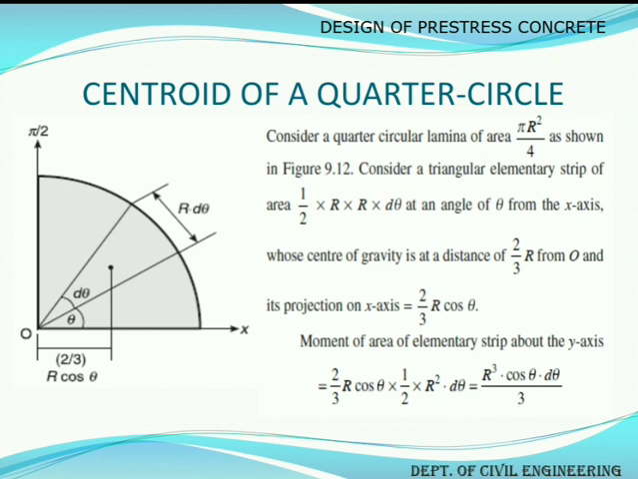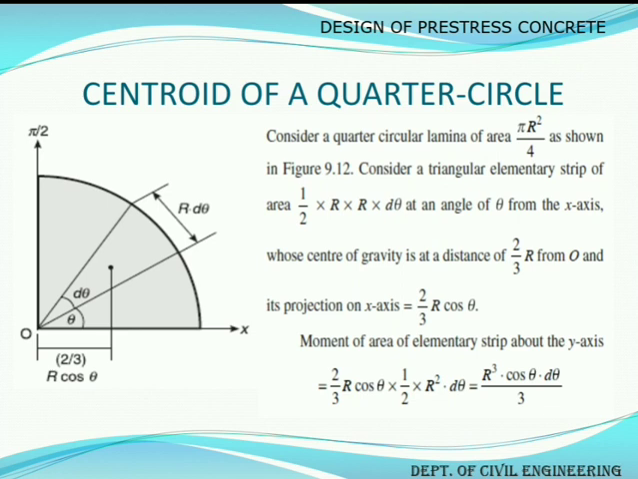What changes? First, the area of the semicircle changes to the area of the quarter circle, that is, in this case the area of the figure will be pi r square by 4. And the limits change, because for a quarter circle the limits will be from 0 to pi by 2, whereas for a semicircle we had taken limits from pi by 2 to minus pi by 2, that is 180 degrees, whereas a quarter circle covers only 90 degrees. Rest all process is exactly the same, only 2 changes.